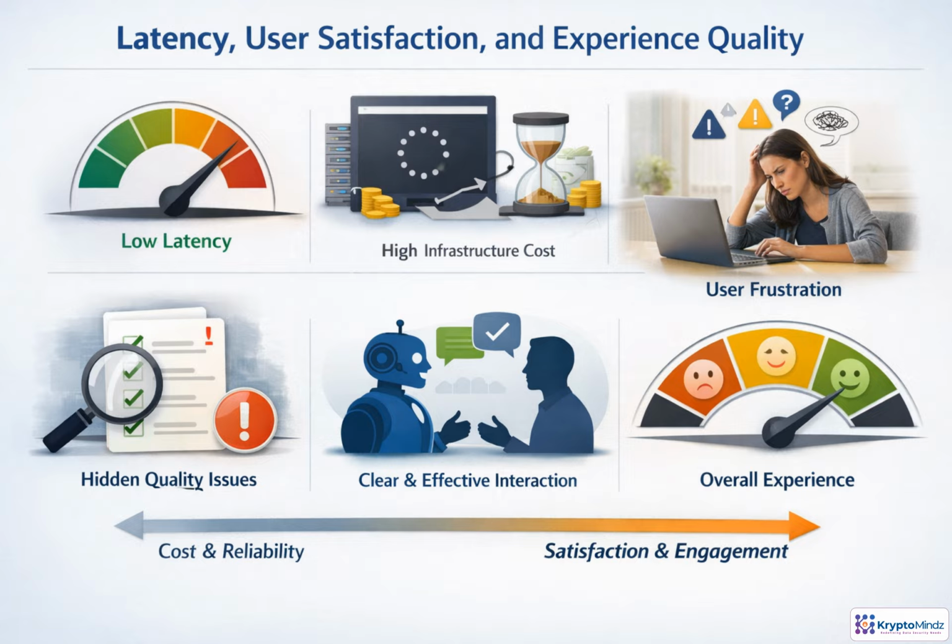Look at signals like P50 and P95 latency, abandonment, thumbs down, conversation length, and repeat attempts. These reveal friction that automated accuracy tests may miss. The goal is an interaction that feels reliable, clear, and productive.